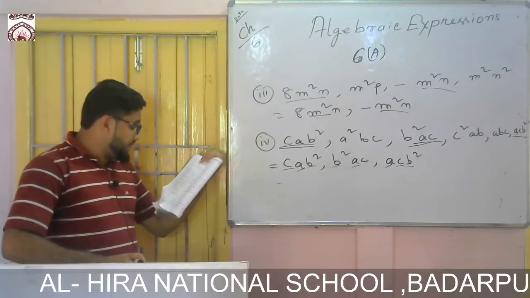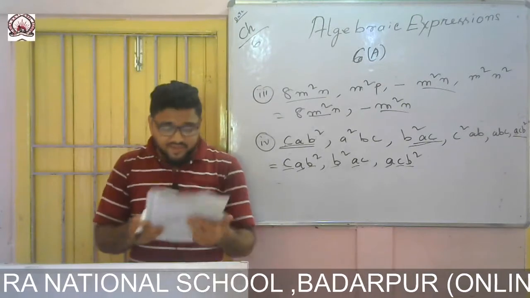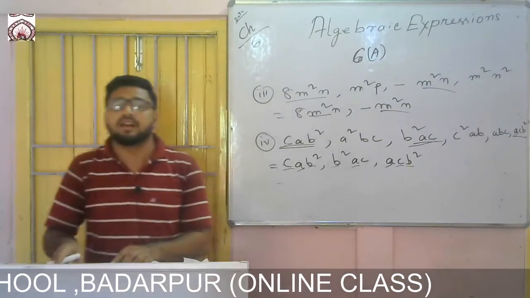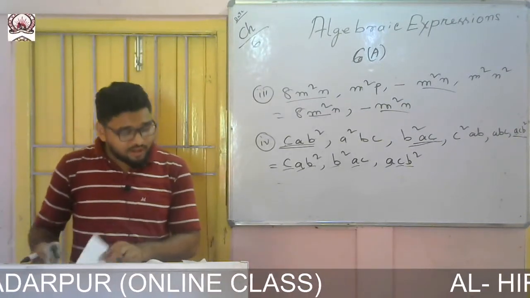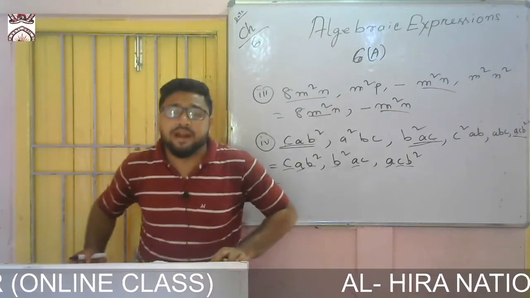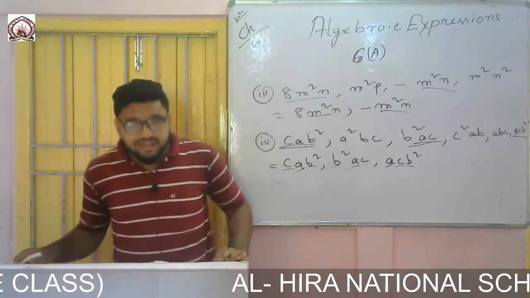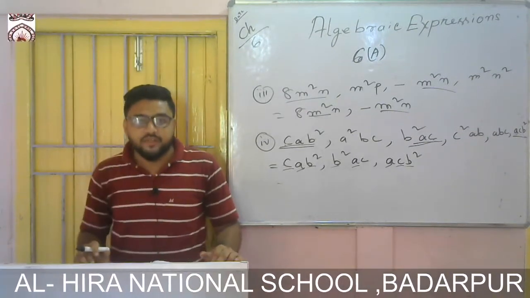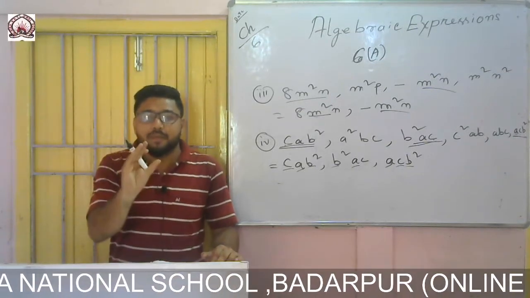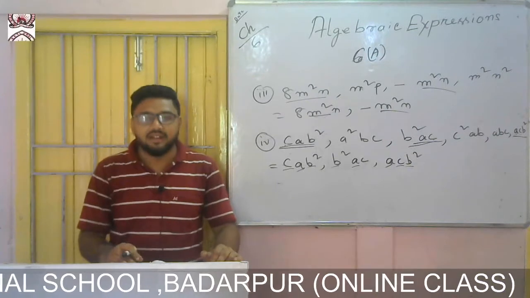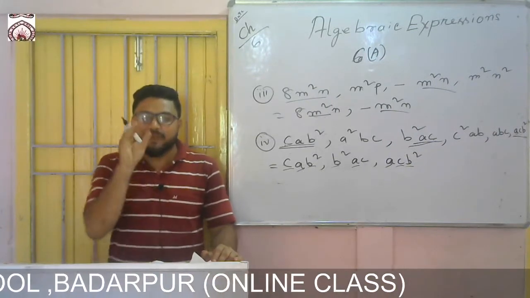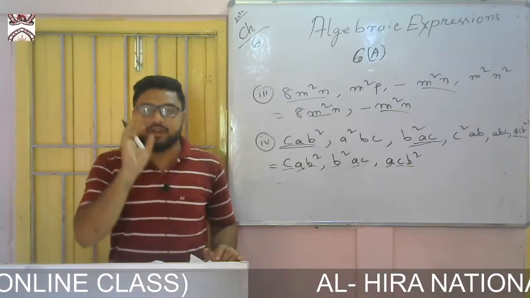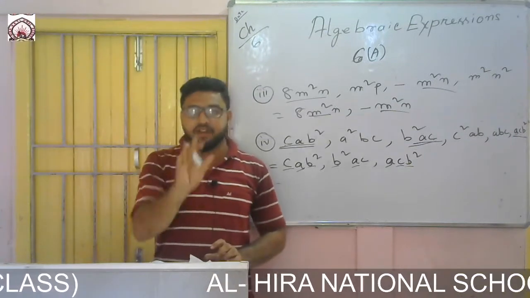Now come to question number 5. Identify the polynomials from the given algebraic expressions. So how to identify the polynomials? If you see the variable part is in the numerator, then it is a polynomial. And if the variable is written in the denominator, then it is not a polynomial. The variable should always be in the numerator. Okay.